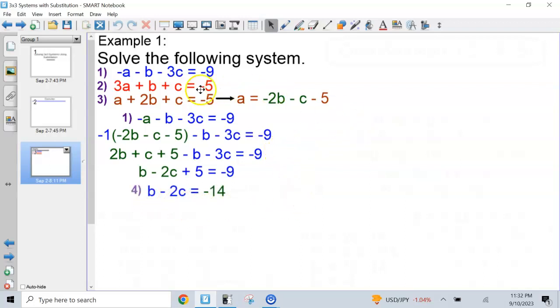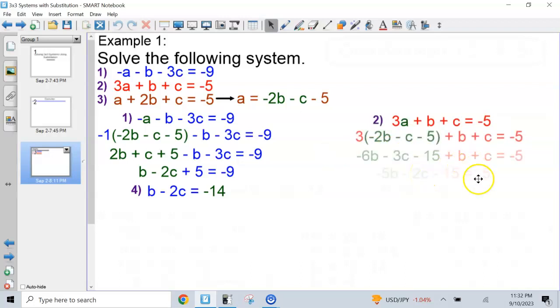I'm going to do the same thing for equation 2. I replace this A with negative 2B minus C minus 5. I put it in green. So I'm going to plug in. Then I'm going to distribute the 3, combine like terms, and then move the 15. Here's my fifth equation. It has B and C, no A.